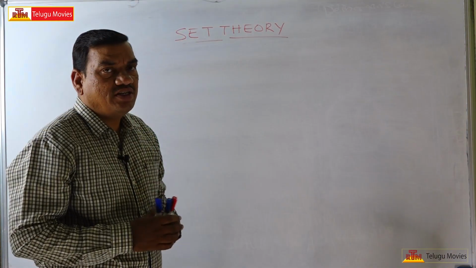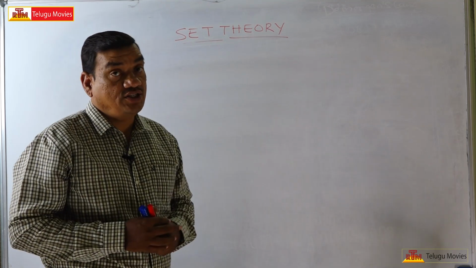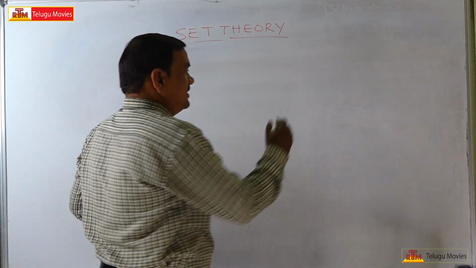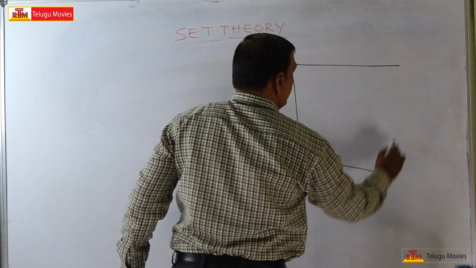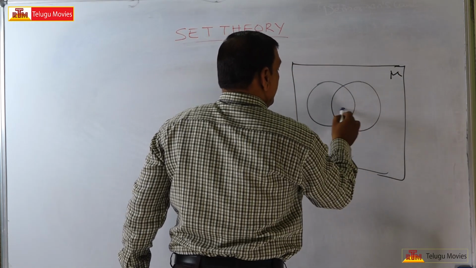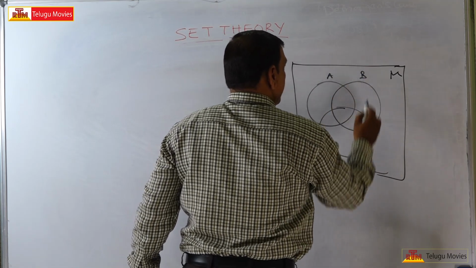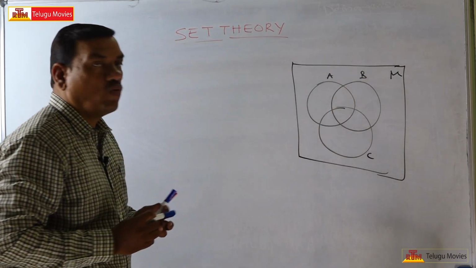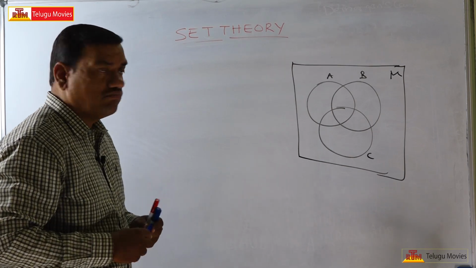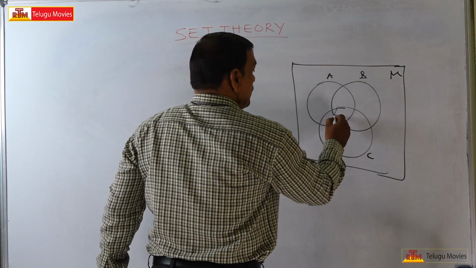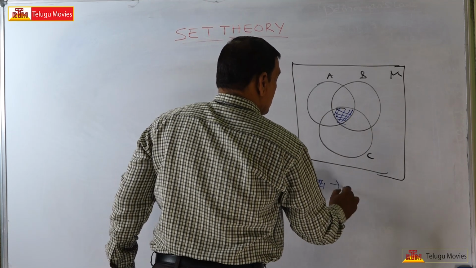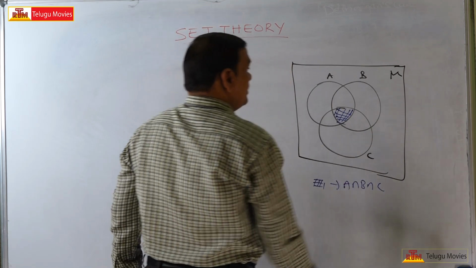So dear students, let us welcome the next concept, that is, A, B, C are three overlapping sets. What happens? Let us see this. This is the universal set, and this is A, B, C. These three sets are called overlapping sets. From here also you can get a number of results. So this part is A intersection B intersection C.